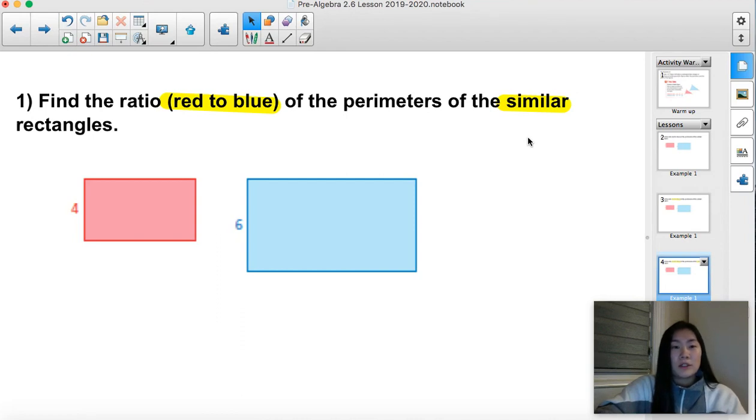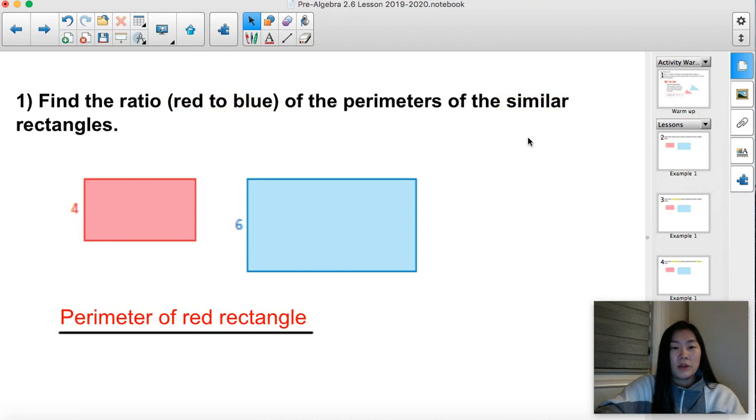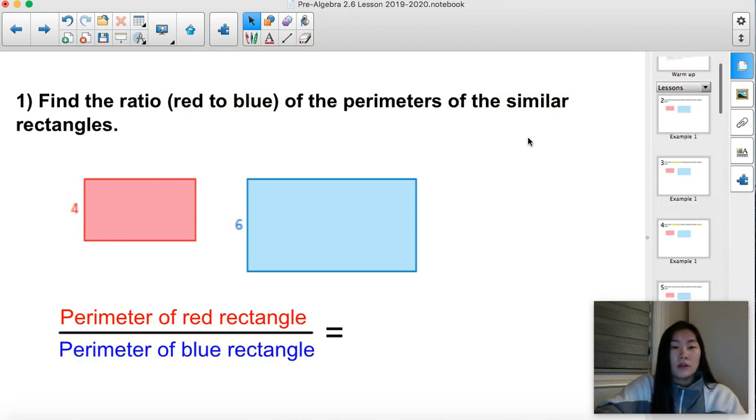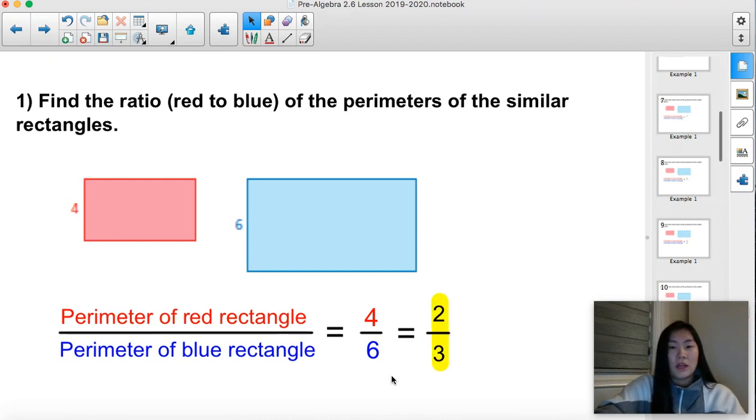So here we're going to represent perimeter of the red rectangle over perimeter of the blue rectangle is equal to the width of the red, which is 4, over width of the blue, which is 6. And make sure you reduce your fraction, simplify your fraction to the simplest form, which is 2/3, and that's it.